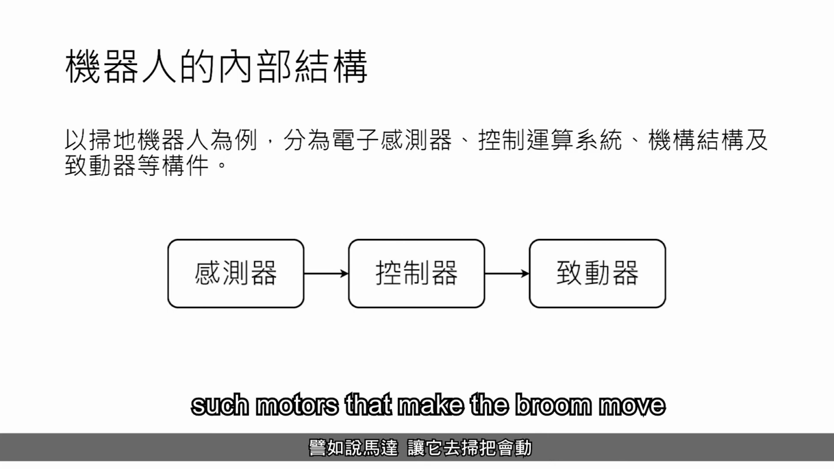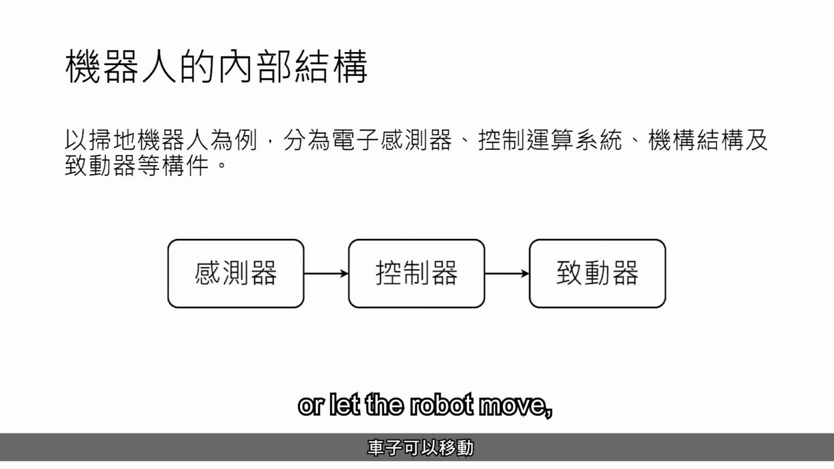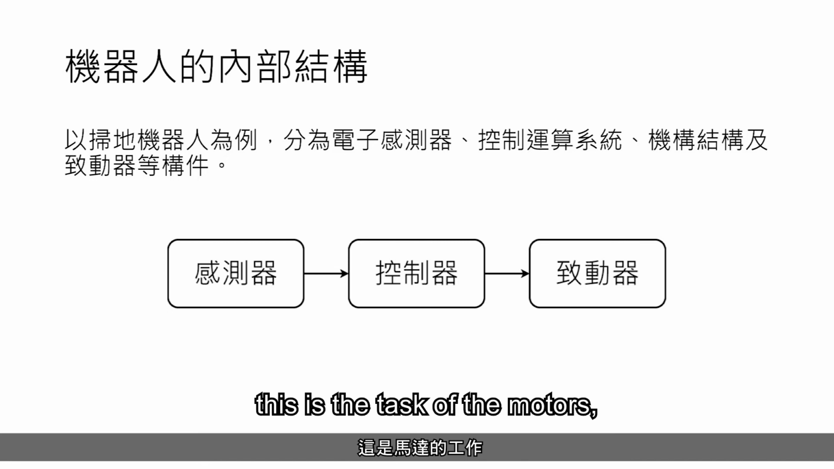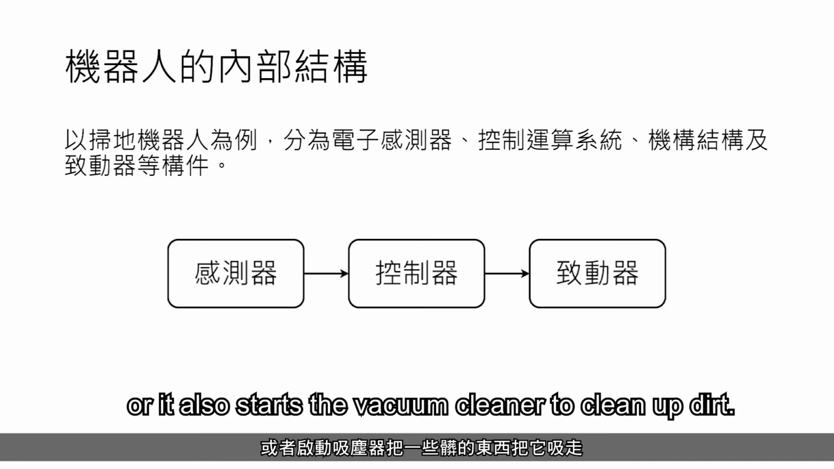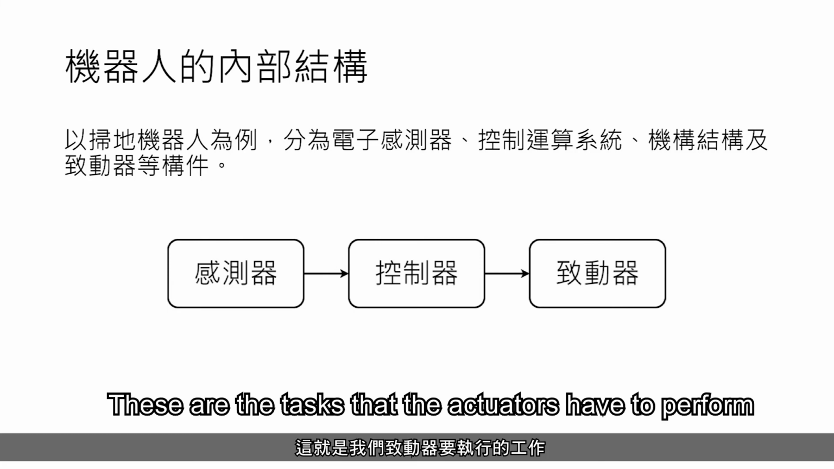It allows it to make movements, such as the motors that make the broom move or let the robot move. This is the task of the motors. Or it also starts the vacuum cleaner to clean up dirt. These are the tasks that the actuators have to perform.